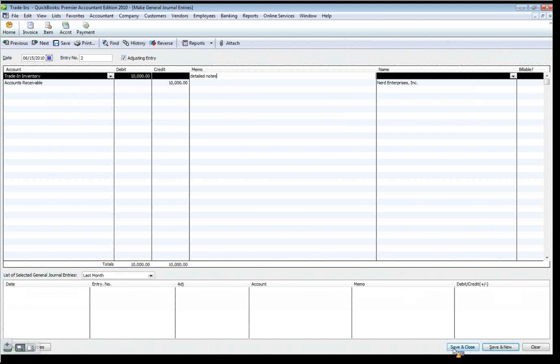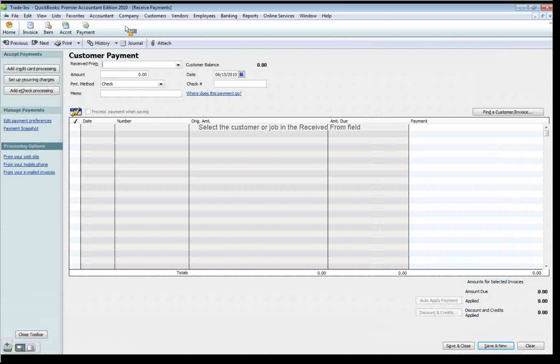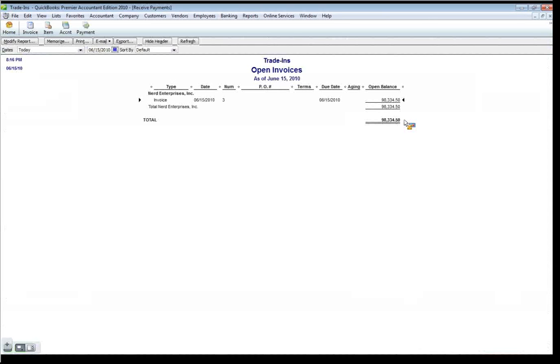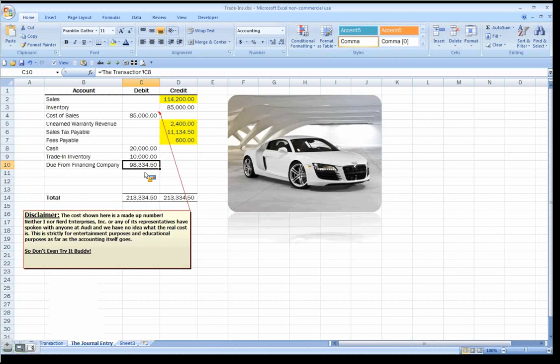When I save that, you'll see I've produced a credit here, which I now have to apply to the invoice. If I go into my payments screen, I see available credits is $10,000. Discounts and credits, done. Notice there's no payment here, it's just credits. Save and close. Now I'm down to $98,334.50, which is the amount that's due from the financing company.